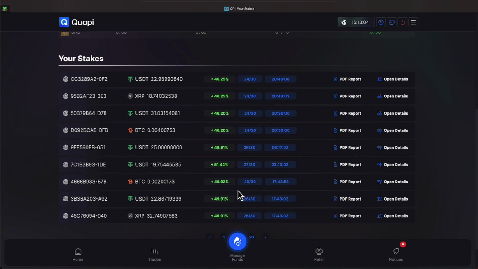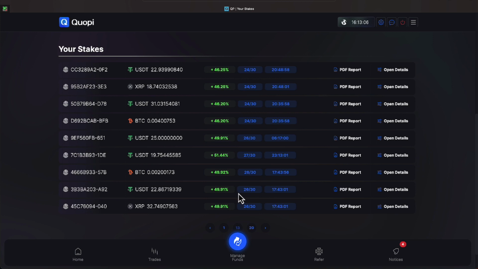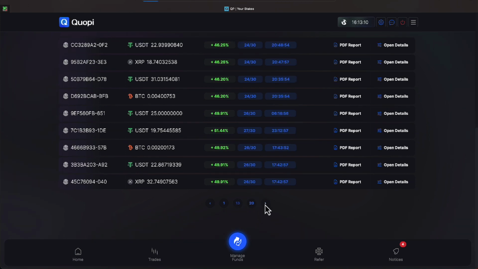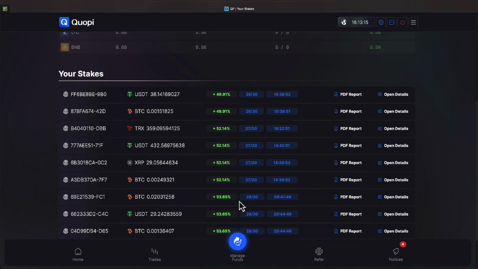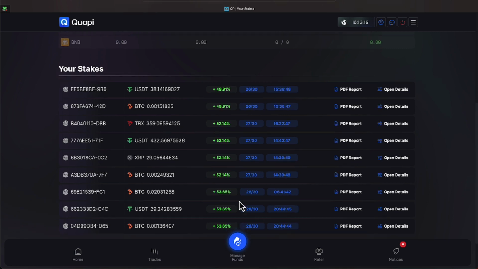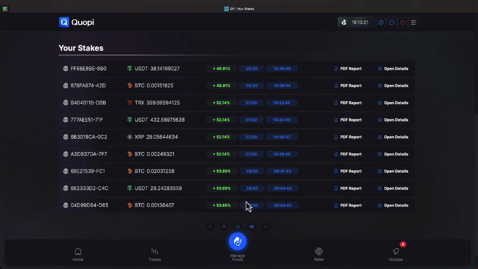We'll go ahead and go to 26 trading days, where Quopi has achieved a 49.91%. We'll go ahead and go to the next page and pick up on 27. And on 27 trading days, Quopi has achieved a 52.14%. And on 28 trading days, Quopi has achieved a 53.65%. We're getting close to 30.